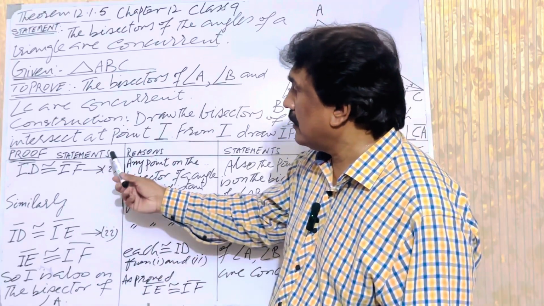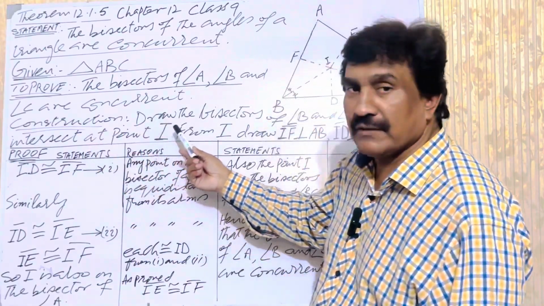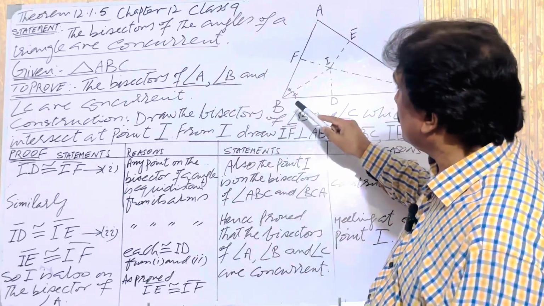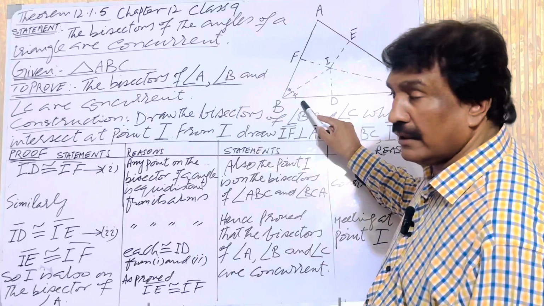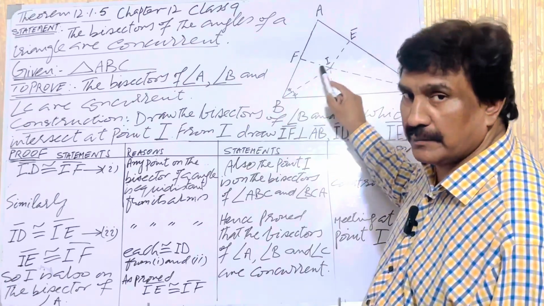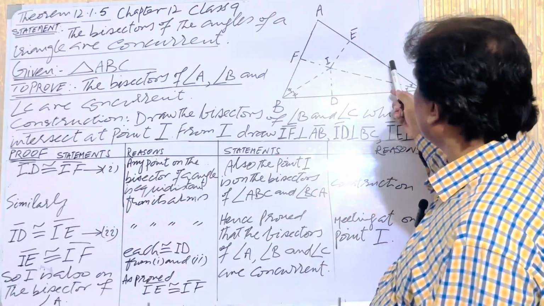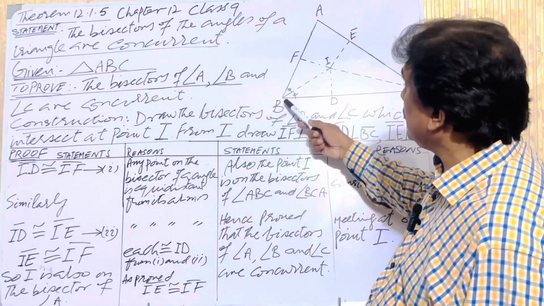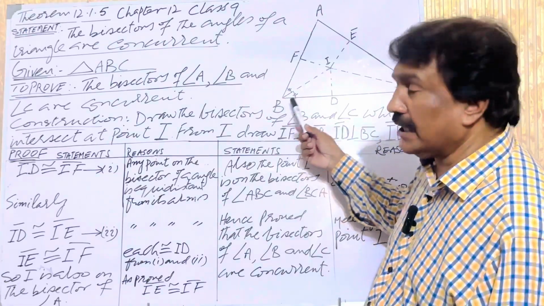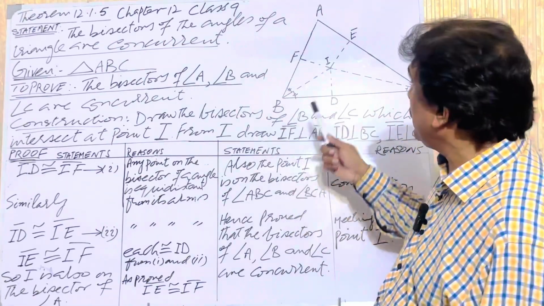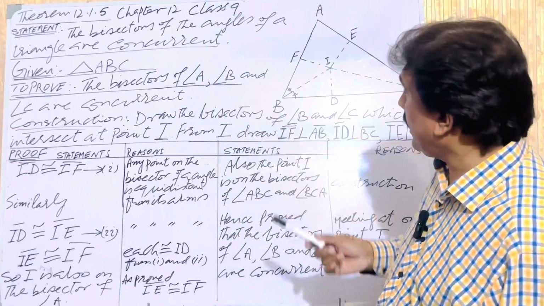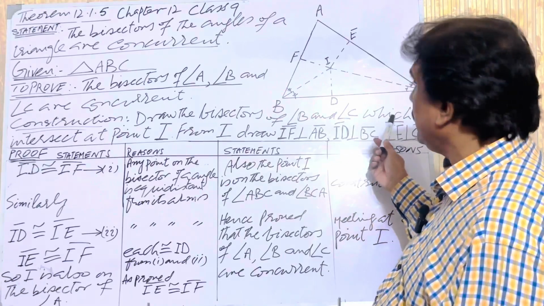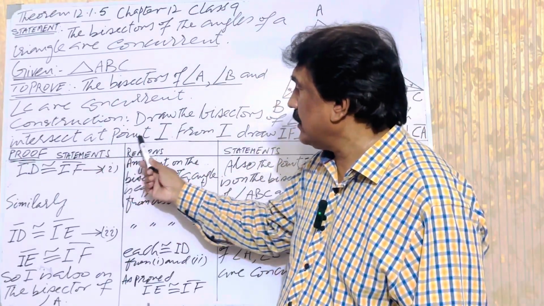Okay, now if we go to construction, what we have done, we have drawn the bisectors of angle B and C. So this is the angle B and we have drawn its bisector, suppose IB. And this is the bisector of angle C, suppose this is IC. Both these bisectors of angle B and angle C are going to meet at point I. Draw the bisectors of angle B and angle C which are going to intersect at point I.